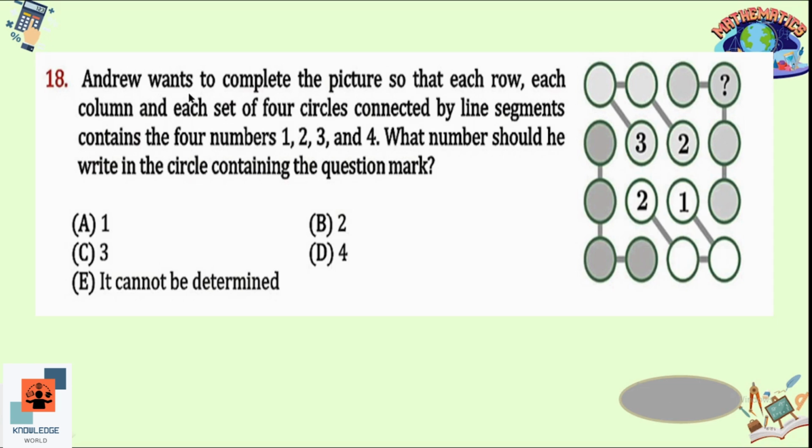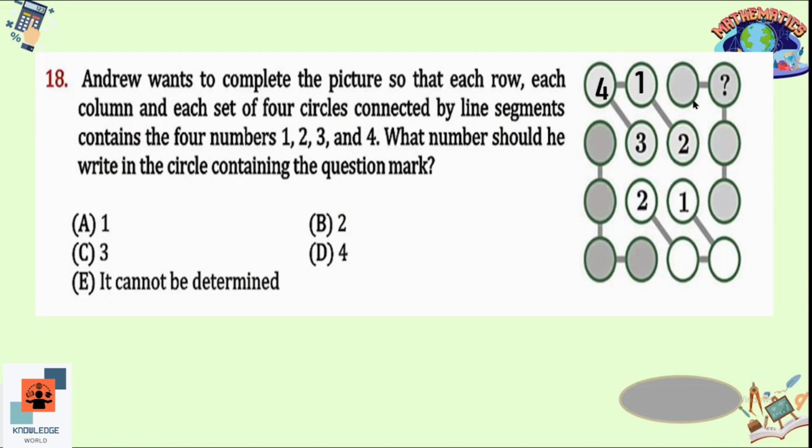Question number 18. Entry wants to complete the picture so that each row, each column and each set of 4 circles connected by line segment contains the 4 numbers 1, 2, 3 and 4. What number should he write in the circle containing the question mark? So we have to take numbers out of 1, 2, 3 and 4. If we look at our first line segment, 3 and 2 is already written. So we can write 1 or 4 here. So let's write 4 here and 1 here.